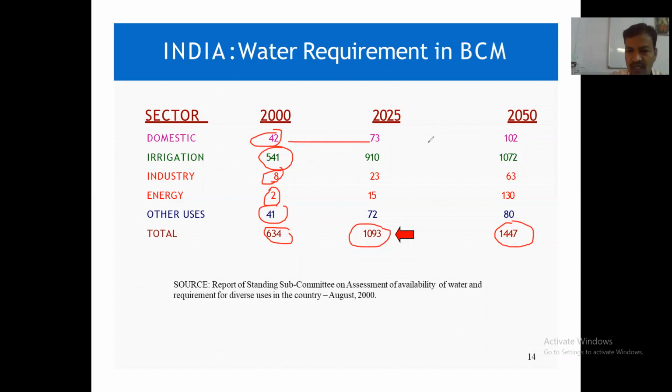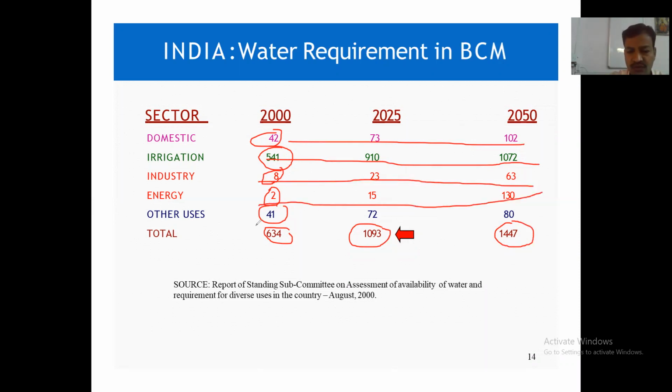The domestic water requirement is also increasing here. Irrigation water requirement is increased. Industrial water requirement is increased. In the energy sector, the water requirement is increased. Other uses, the water requirement is increased. This is the current water requirement and future water requirement that is shown in this table. So this water requirement is increasing year by year, decade to decade.